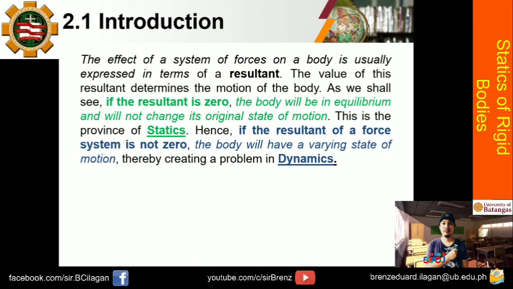Okay, so 2.1, Introduction. So guys, what we will discuss here through PowerPoint is just a summary of the module that we gave in the LMS. So, I'm hoping that you have already read it and have some ideas about this discussion. Okay, so let's read.